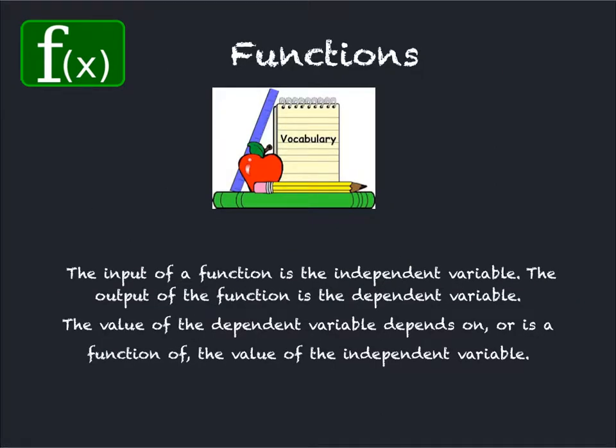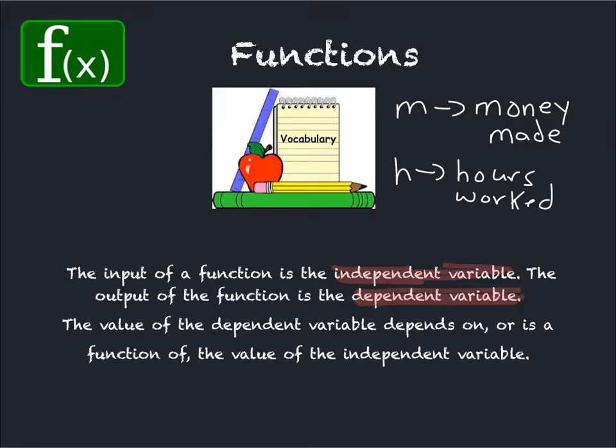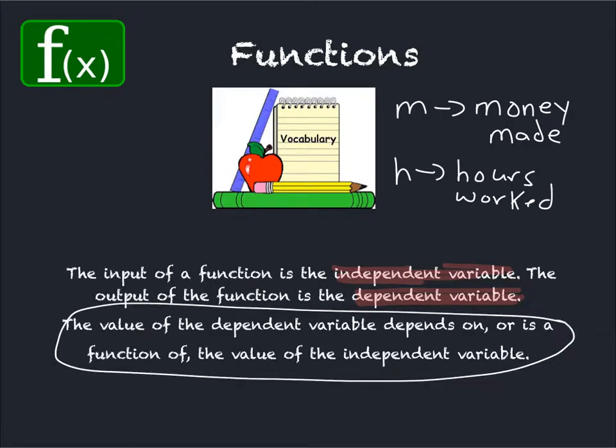All right, let's first talk about independent variables and dependent variables. These are the two types of variables that we'll encounter when we're dealing with functions. And I always find that it's easier for me to explain what an independent variable is and what a dependent variable is by using an example. You could read the definition yourself and write it all down, but let me use an example. The main thing you need to remember: input is going to be your independent, output is going to be your dependent, but really the value of the dependent variable depends on, or is a function of, the value of the independent variable.